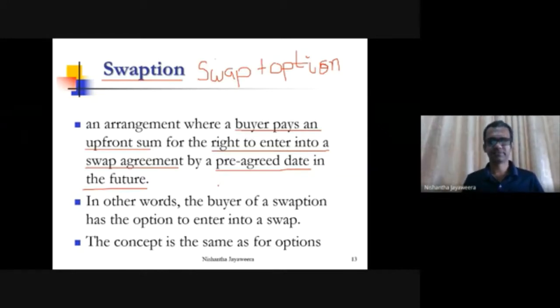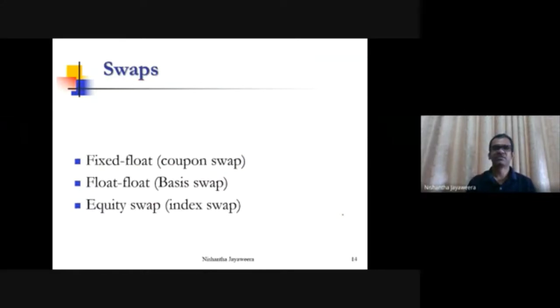Is it clear? So in other words, the buyer of an option has the option to enter into a swap. If you buy a 3 months option, after 3 months, you can decide, okay, should I go for this option or not? But you have to pay a premium for that. That is an option.